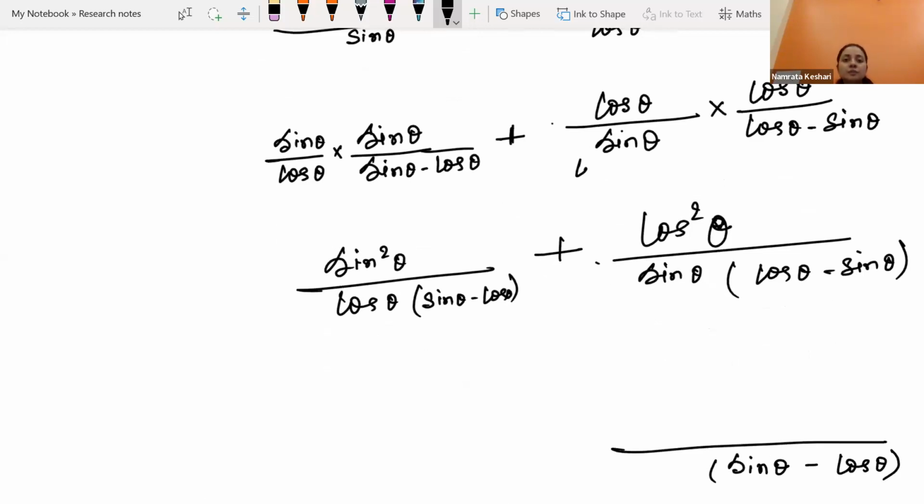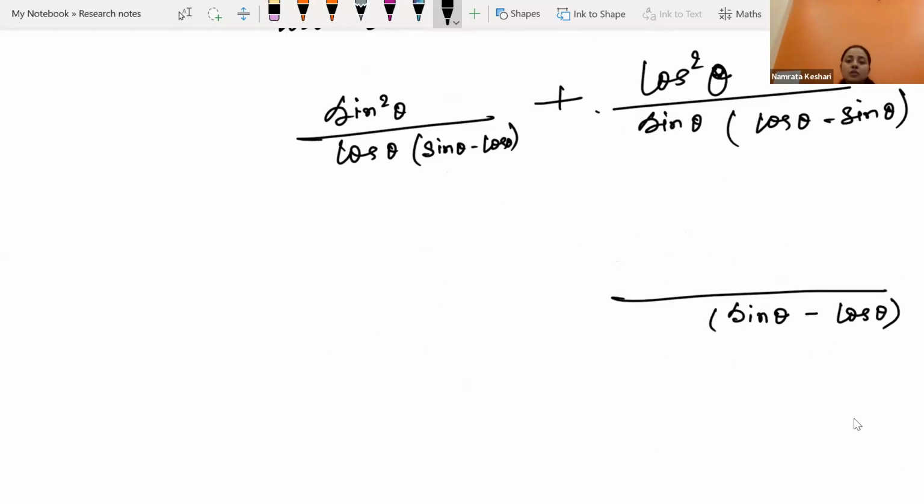Getting it? Yes or no? Can you scroll down a bit? Up or down? Down, like up. Yes. Is it okay?